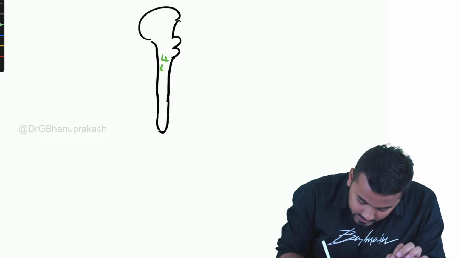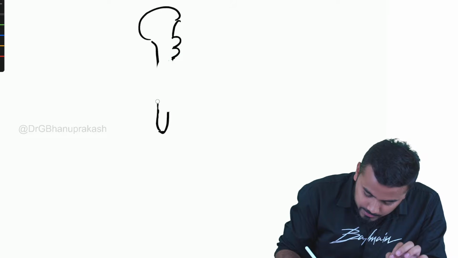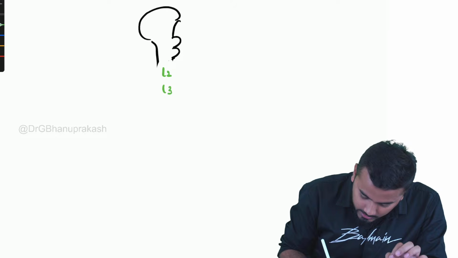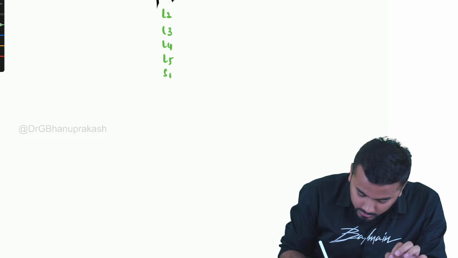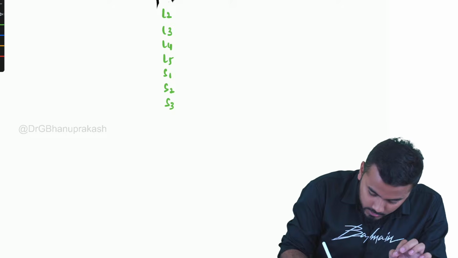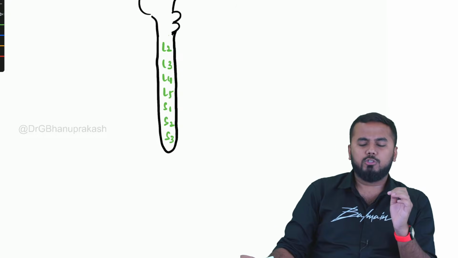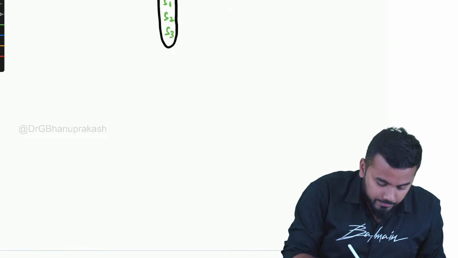We have got L3, L4, L5. I know the space is not enough, right? L2, L3, L4, L5, S1, S2, S3. I'm not drawing more. All these are the spinal segments. You know them.